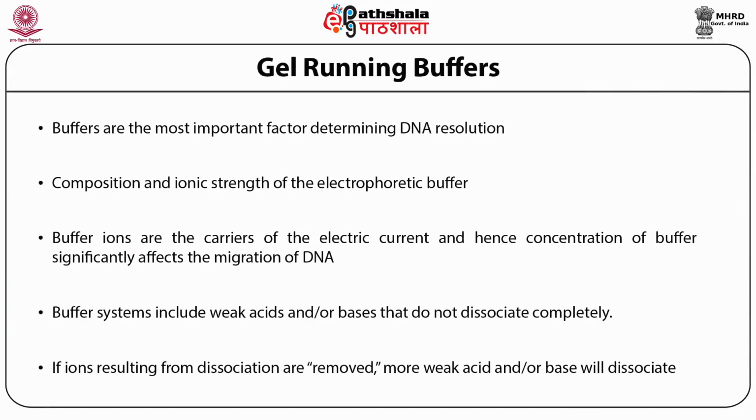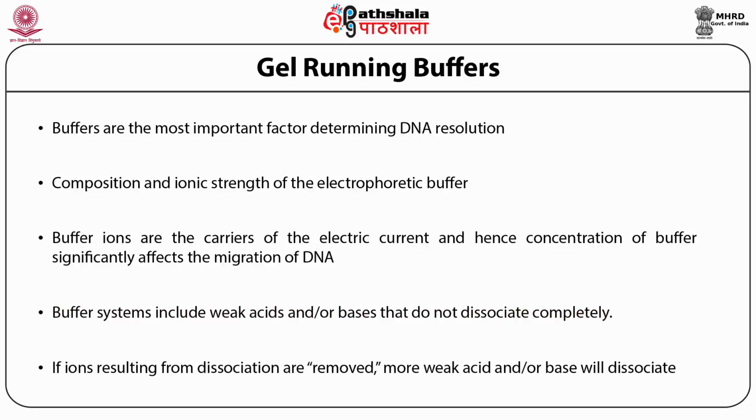Gel running buffers. The composition and ionic strength of the electrophoretic buffer affects the electrophoretic mobility of DNA. The buffer ions are the carriers of the electric current, and hence the concentration of buffer significantly affects the migration of DNA. Generally, the buffers are used in concentrations of 1x or 0.5x. Higher concentrations obviously provide better conductivity, but the flip side is that it generates a lot of heat, causing the agarose gel to melt.